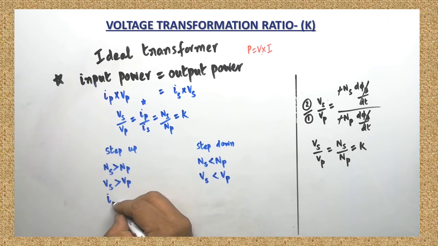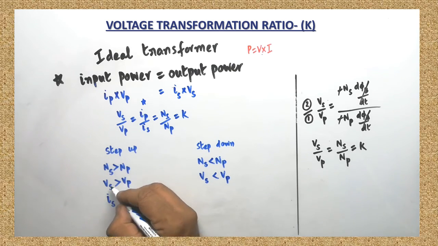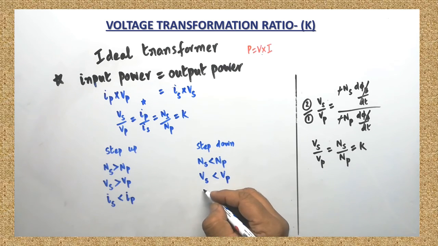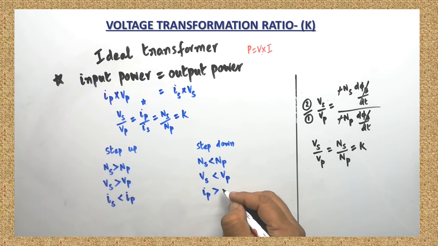Let's come to the current. See here, voltage is more in the secondary. Therefore the current in the secondary must be lesser, since voltage is increased. Look at that. In step up transformer, the output voltage, the voltage across secondary, is greater, but current is reduced. Current passing through secondary is less compared to current passing through primary. In the case of step down transformer, voltage across secondary is less, but current passing through secondary is greater compared to current passing through primary. Are you clear?